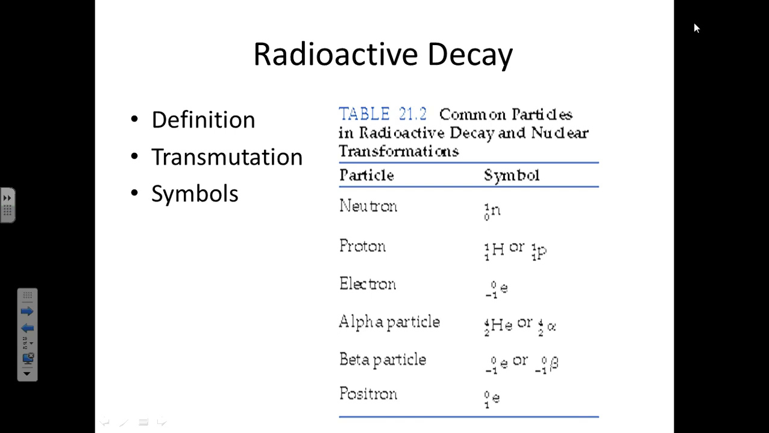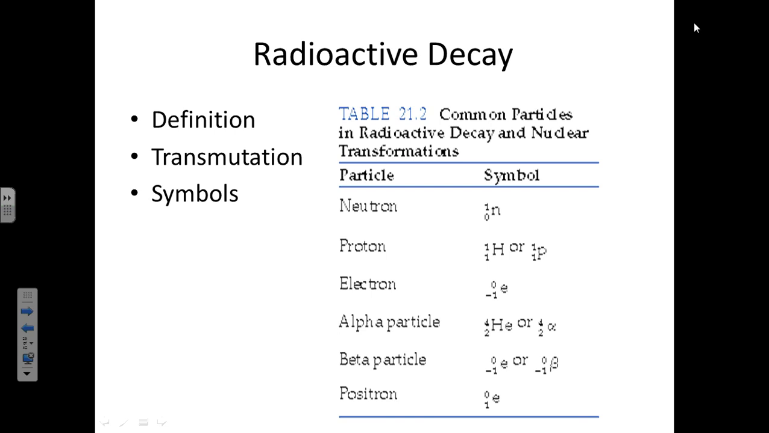All right, real quick. We already talked about radioactive decay, when an atom loses particles or energy to get to a more stable place. We talked about transmutation. And that's again when an atom goes through radioactive decay and comes out as a different atom, as a different element altogether.